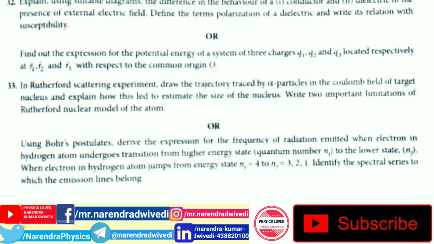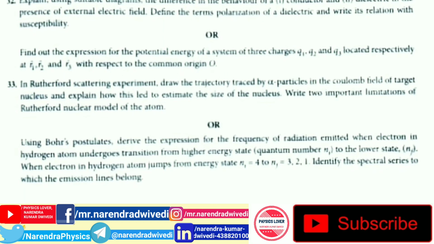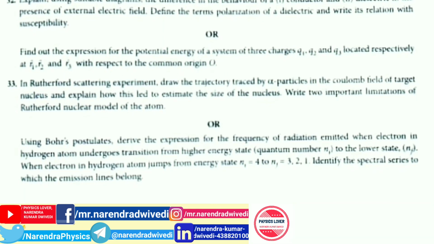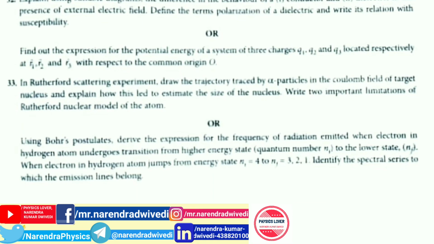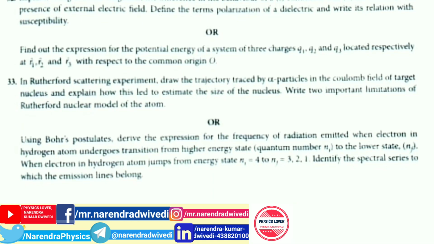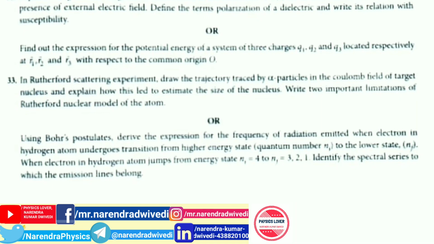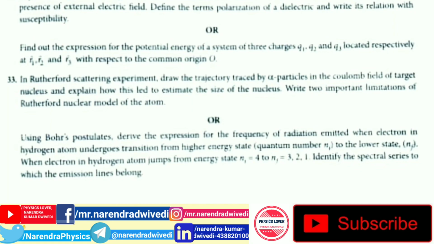When an electron in a hydrogen atom jumps from energy state n_i equal to 4 to n_f equal to 3 to 1, identify the spectral series to which the emission lines belong.